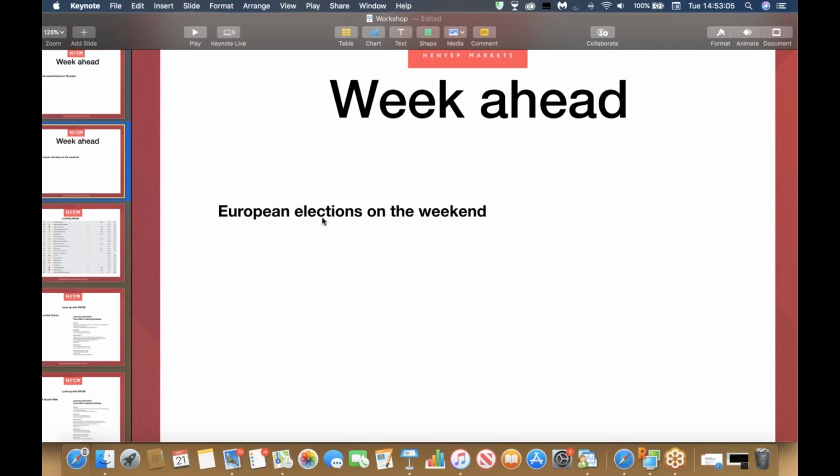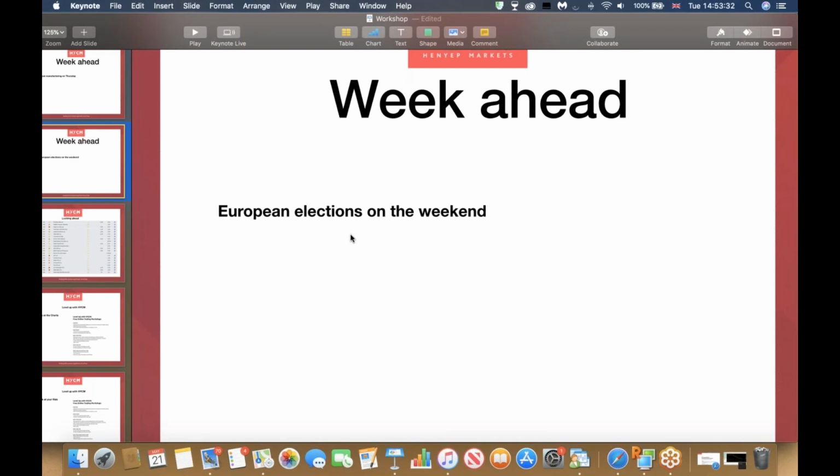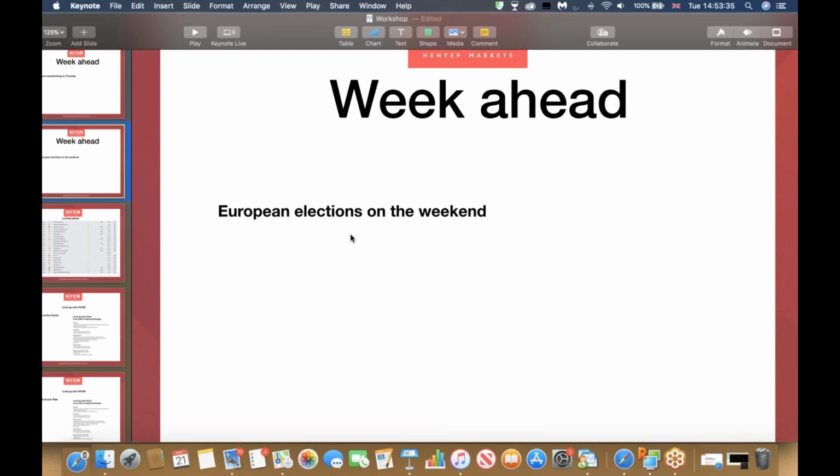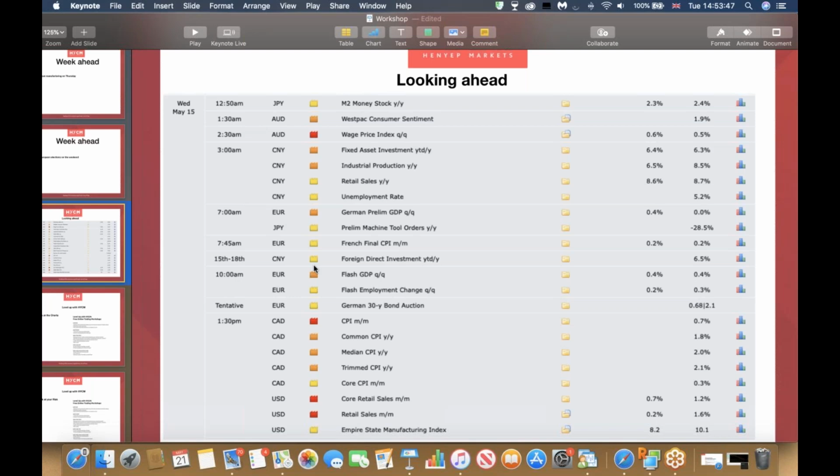If a lot of Eurosceptic members of parliament are elected to the European Parliament, this could be very disruptive for the Eurozone as a whole, and very negative for the euro. So looking ahead, there's a lot of risk for the euro coming up. We've got the German manufacturing PMIs, and we've got European elections on the weekend. Be very careful of holding the euro over the weekend. You basically don't want to hold the euro over the weekend because of the election risk. So that's just to be aware. Forewarned is forearmed.